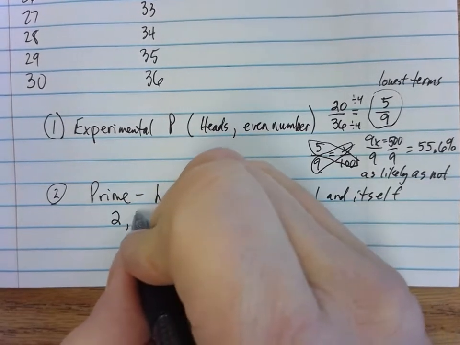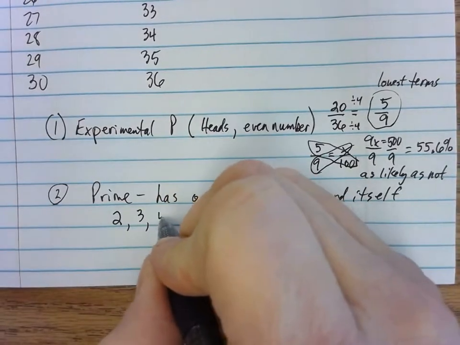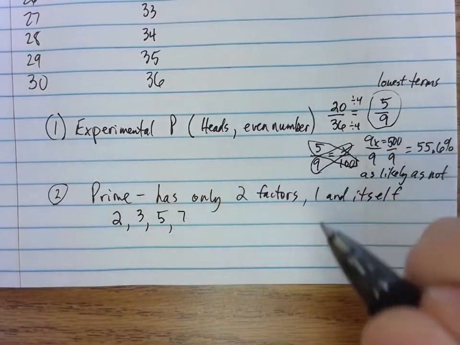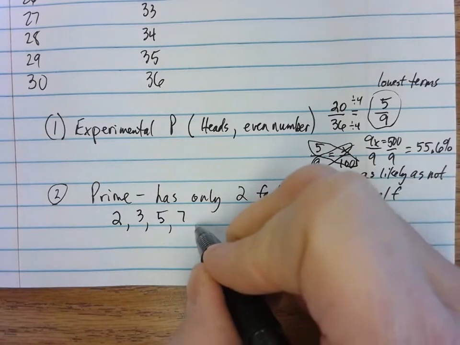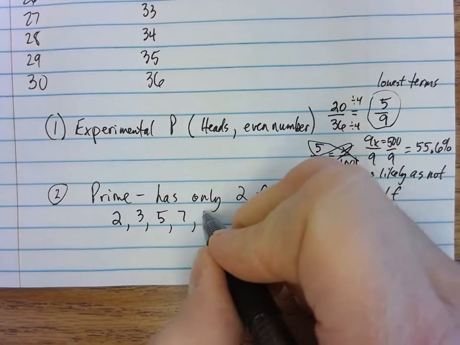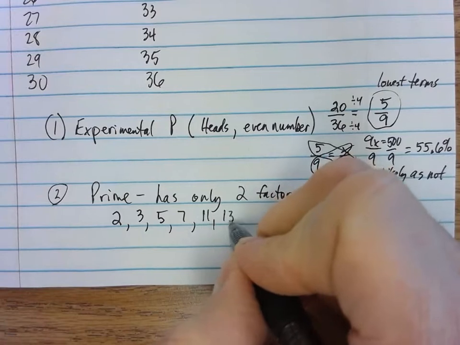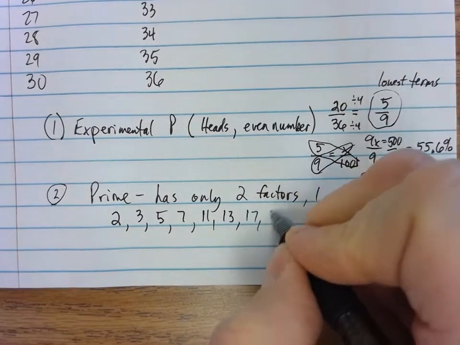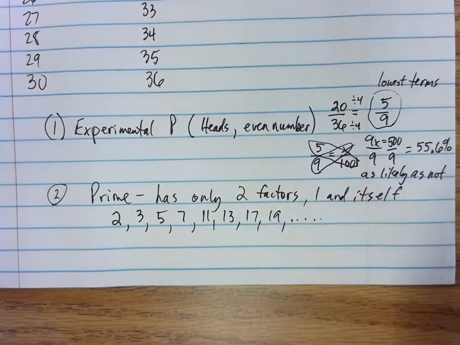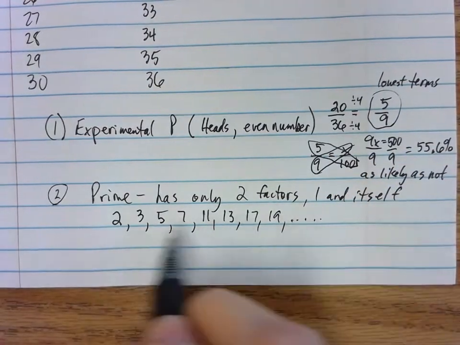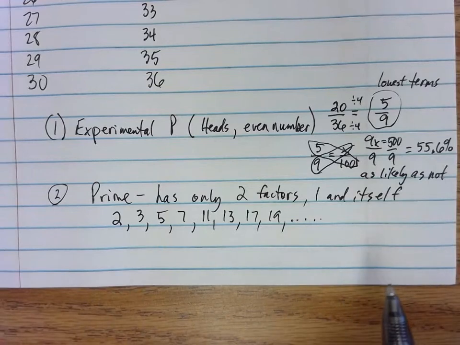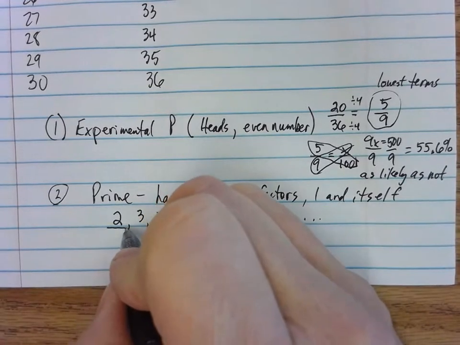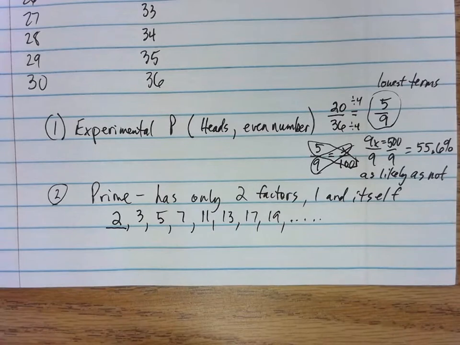Then you'd go 3 and 5 and 7. 9 is not prime, we'll talk about that in a second. Then you'd go 11, 13, 15 is not prime, and 17, 19, and so forth. So these are the prime numbers, and you can keep on rolling them from there. 2 is the only even prime number.